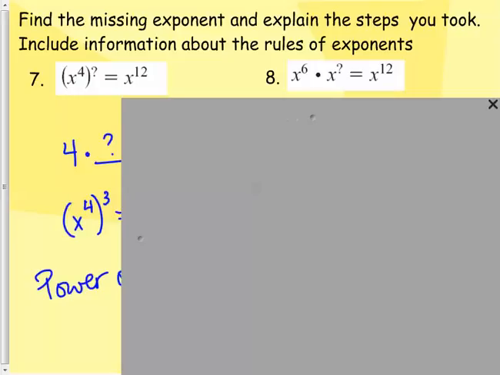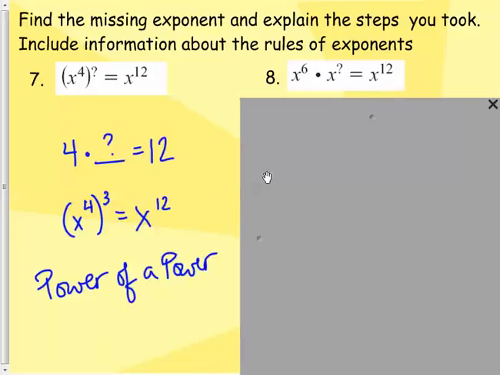Okay, so for this one, you're asking yourself if these two would normally get multiplied, what times 4 gives you 12? So the answer would have to be 3 because x to the 4th to the 3rd power would be x to the 12th. This is a power of a power.